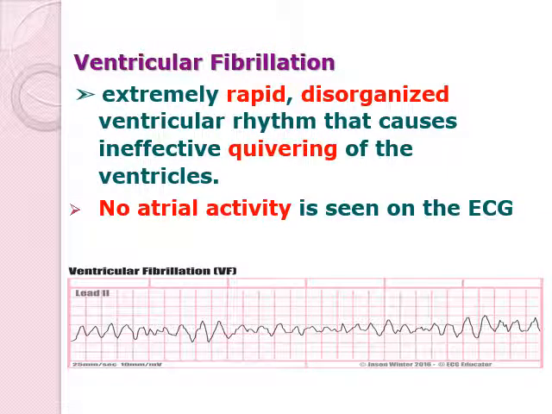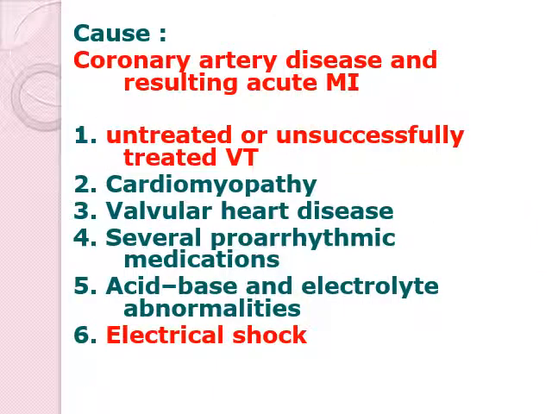Then, after your VTAC, you have your ventricular fibrillation. Okay, keyword here in your ventricular fibrillation is it is rapid and disorganized. Okay, and then there is ineffective quivering of the ventricles. There is no atrial activity evident on the ECG. So if you would compare VTAC and VFib, you can see that your VFib or ventricular fibrillation is more disorganized compared to your VTAC.